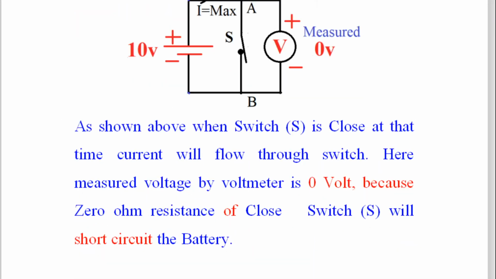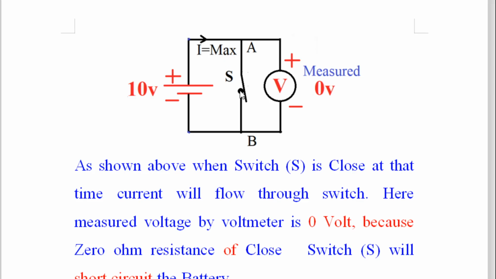Now we'll take the second example, that is we'll close the switch. And now what will happen when the switch is closed? The battery of 10 volt is here. The voltmeter is here. Now the voltmeter will measure 0 volt. Why? Because it is measuring the voltage between terminal A and B, which is electrically short circuited. As shown in the above diagram, when the switch S is closed, at that time the current will flow through the switch S.